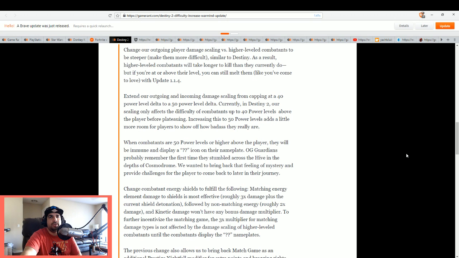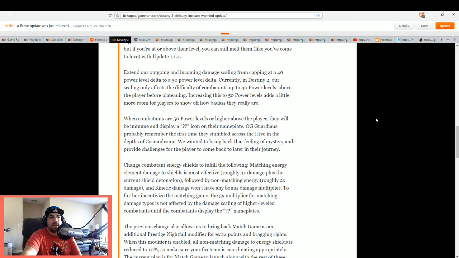Extend our outgoing and incoming damage scaling from capping at a 40 power level delta to a 50 power level delta. Currently in Destiny 2, our scaling only affects the difficulty in combatants up to 40 power levels. Increasing this to 50 adds a little more room for players to show off how badass they really are.